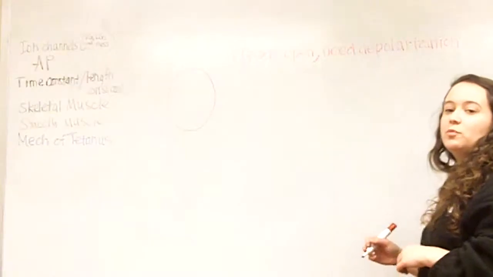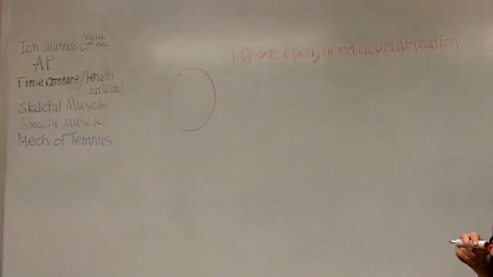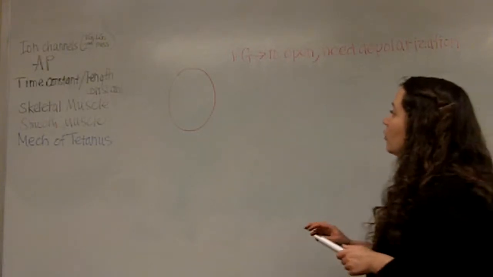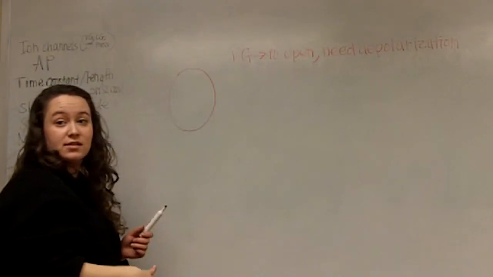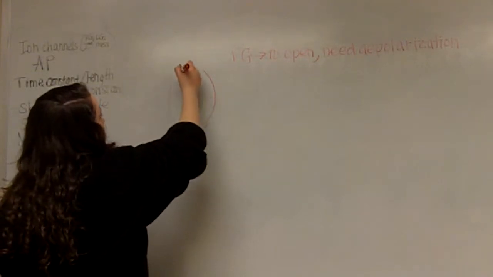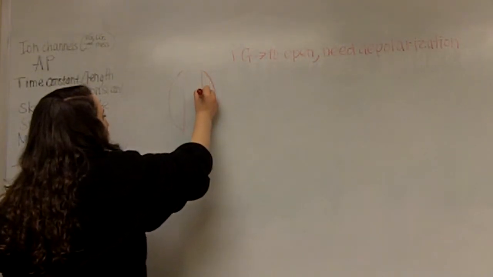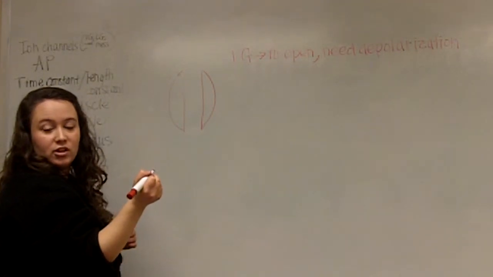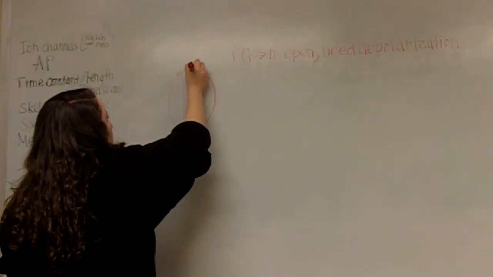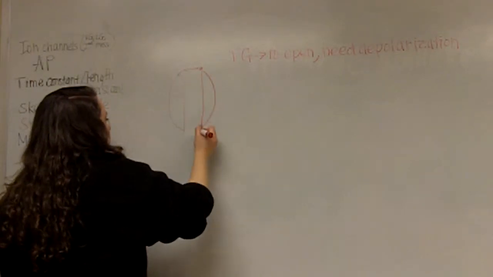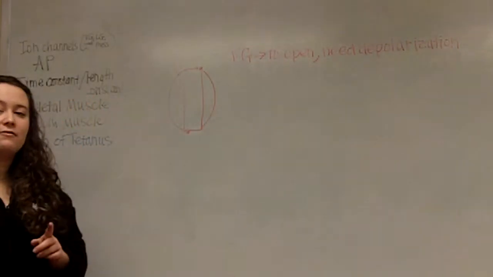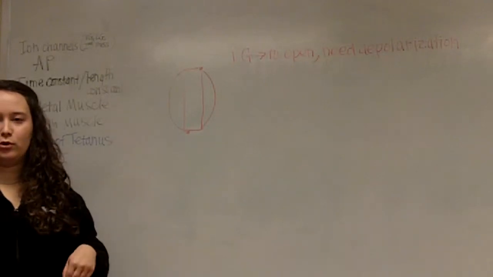An example of this would be your voltage gated sodium channels. In a neuron, once you get to threshold, these are going to open and let sodium come into the cell. With voltage gated ion channels, you can have activation gates and inactivation gates. The thing about these gates is that both of them have to be open for the ion to actually come through.